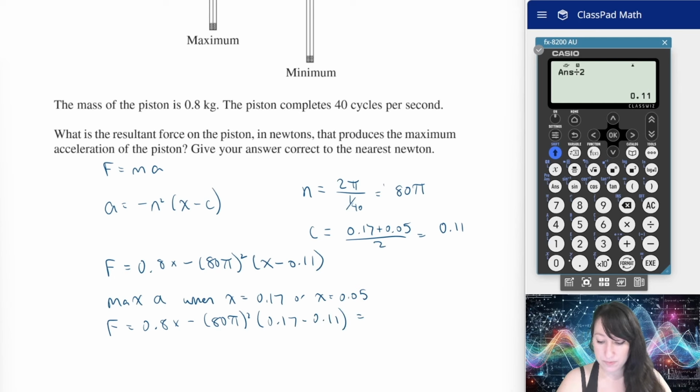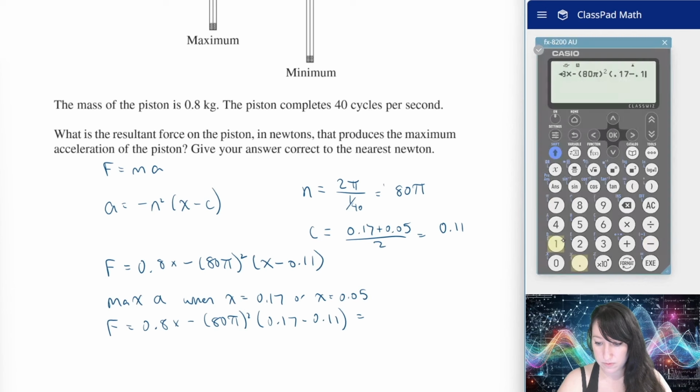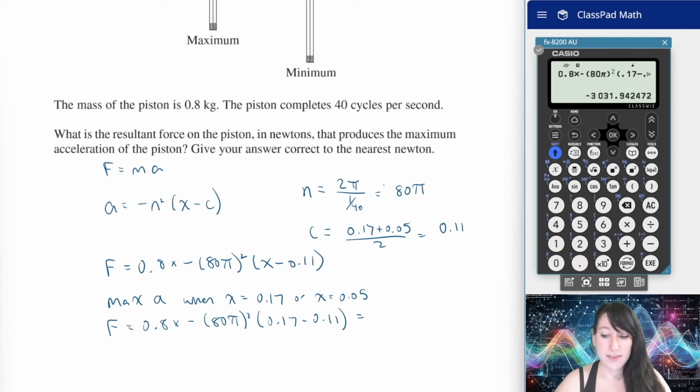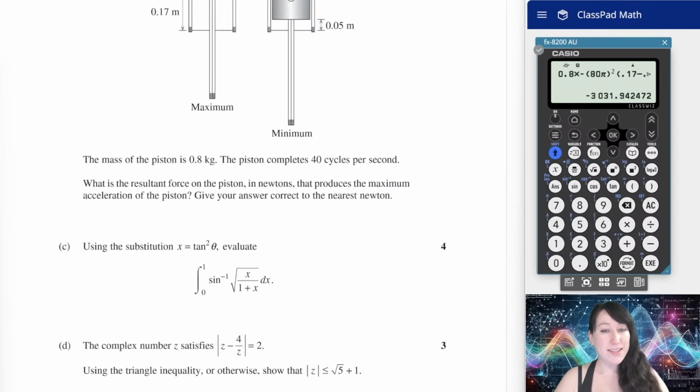In that case, the force would be 3,032 newtons if we're rounding to the nearest newton. Now, depending on if you put in 0.17 or 0.05, you get a negative or a positive, the same value. And that's the answer.